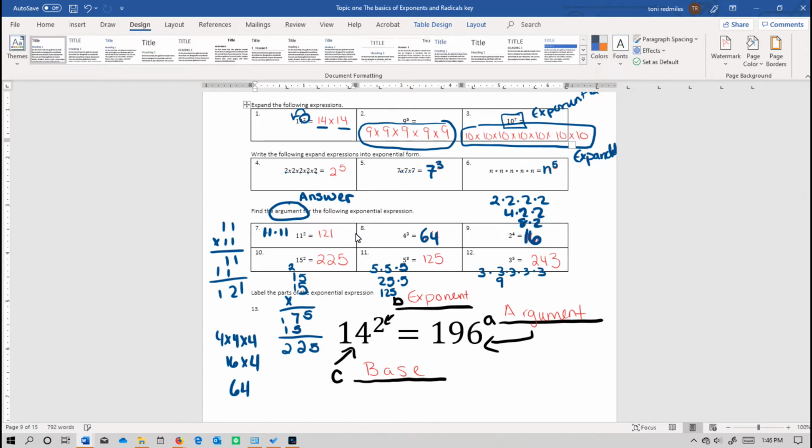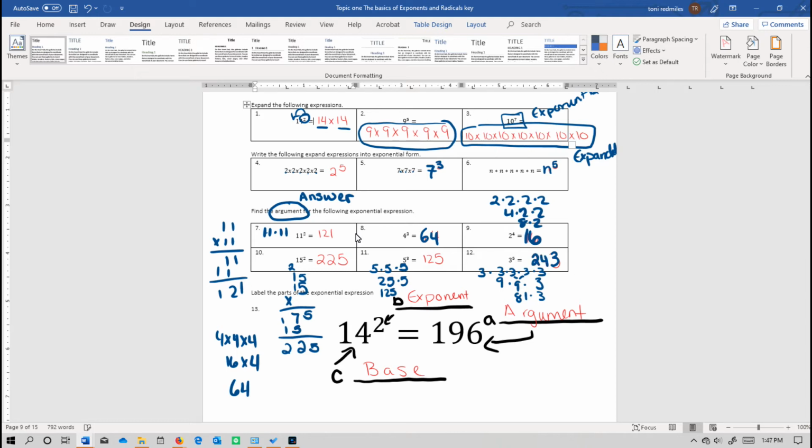3 times 3 is 9. And look, I could also do these two. 3 times 3 is 9 times 3 more. 3 times 3 is 81 times 3 is going to be 3. 8 times 3 is 24.